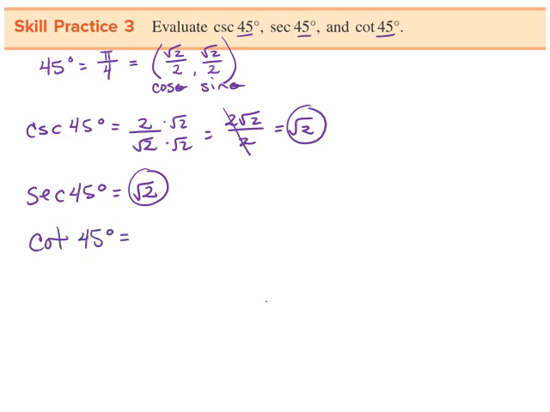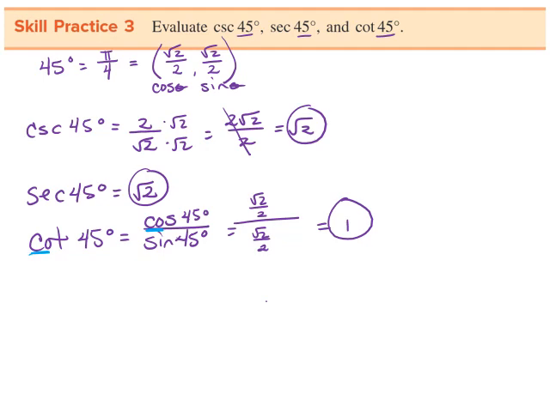Some of you might know that right away, but remember cotangent is cosine of 45 degrees over sine of 45 degrees. The way I tell the difference between cotangent and tangent is that with cotangent, the co goes on top. Something to consider. This is root 2 over 2 over root 2 over 2, which is just 1. Not so bad.